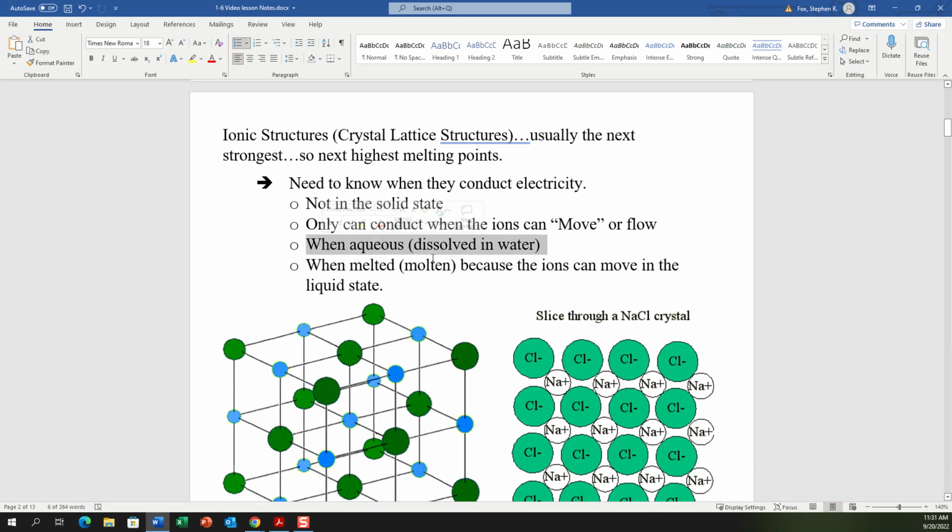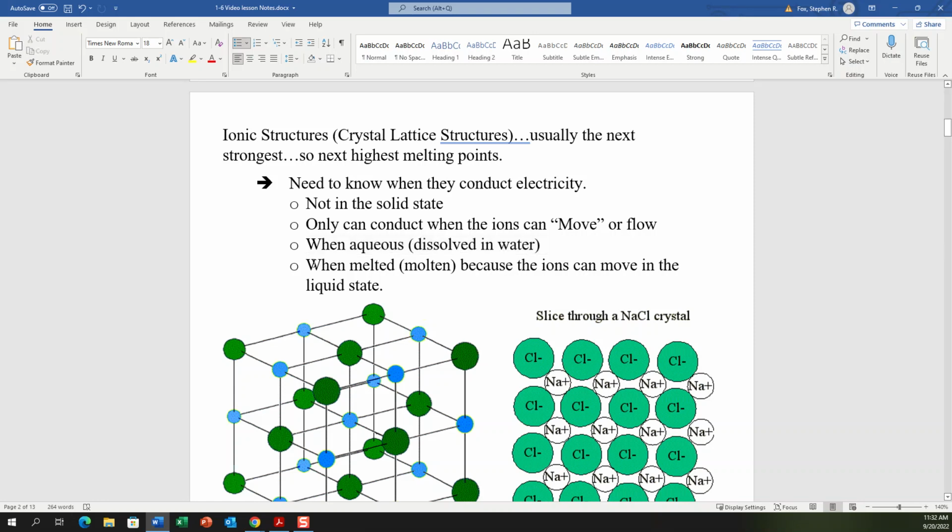When they're dissolved in water, okay, because when the ions are dissolved in water, the ions pull apart and they're separated from each other and they're mixed with the water molecules. And the cation is surrounded by the oxygen side of water molecules, and the anion is surrounded by the hydrogen side of the water molecules. And now the ions can move. So when they're aqueous, they can move, they can conduct electricity. So salt water solutions conduct electricity because they have moving ions, okay?